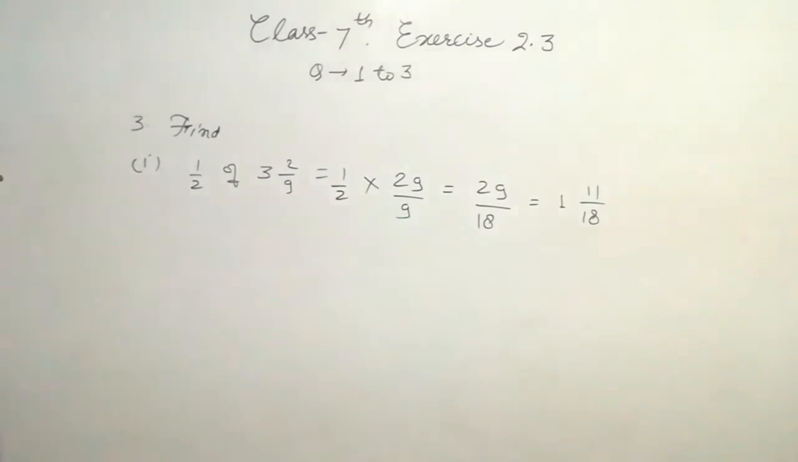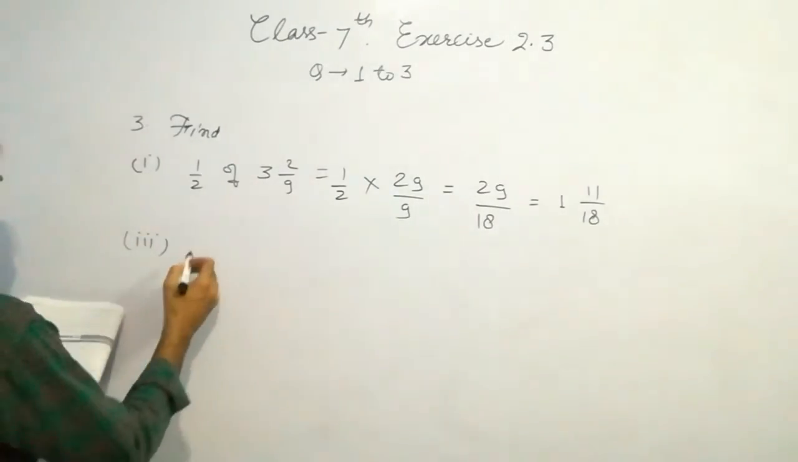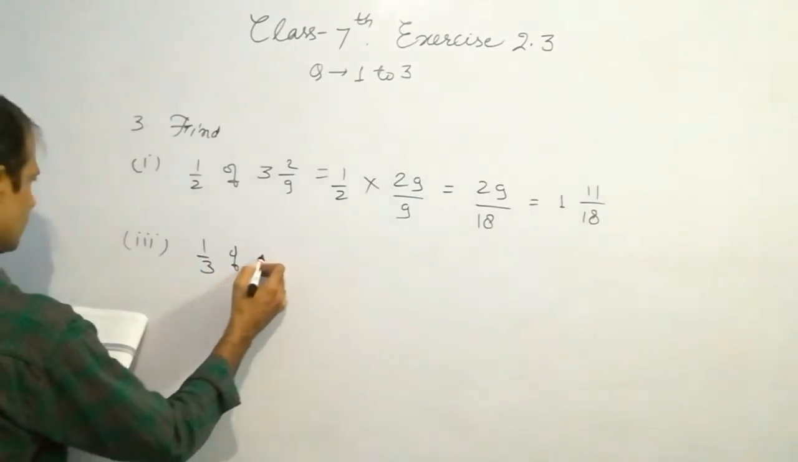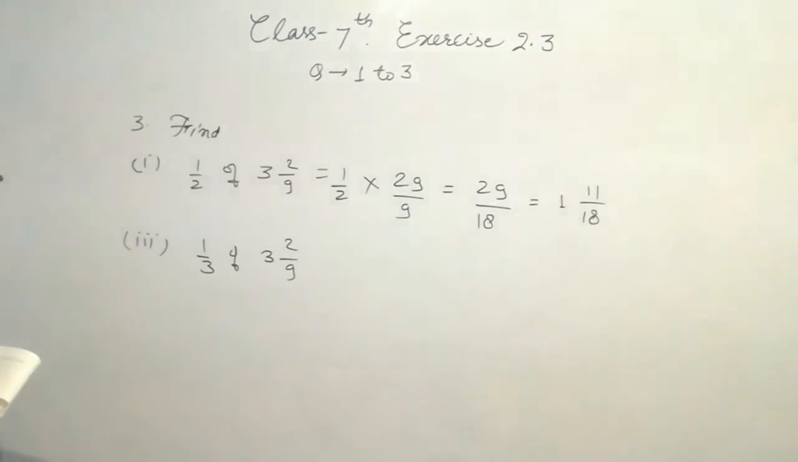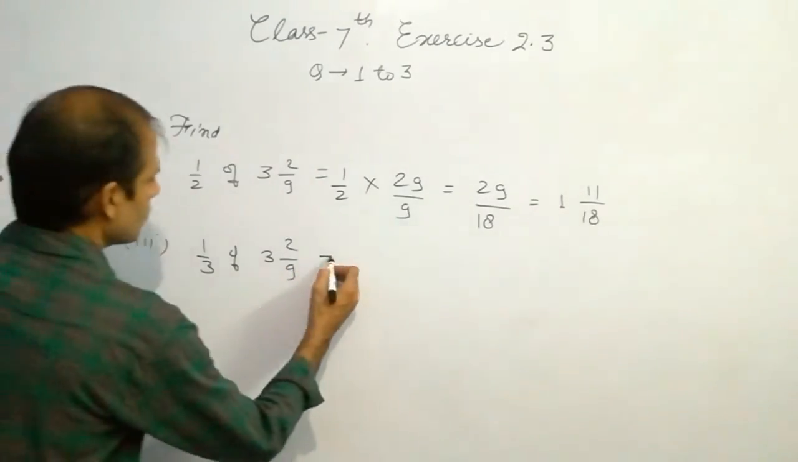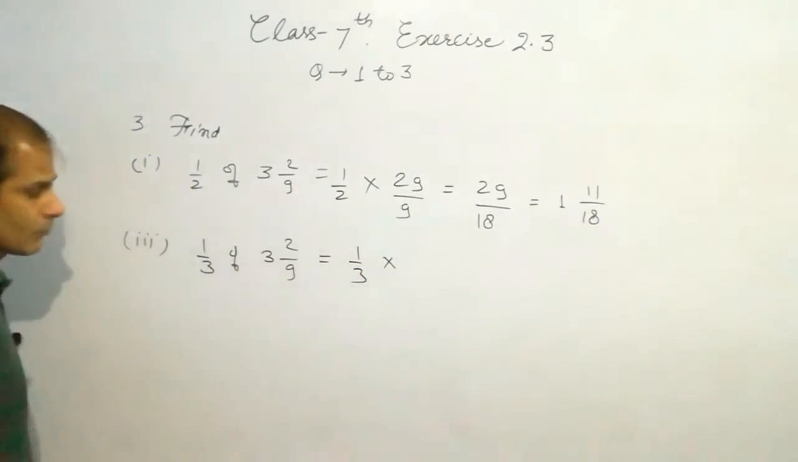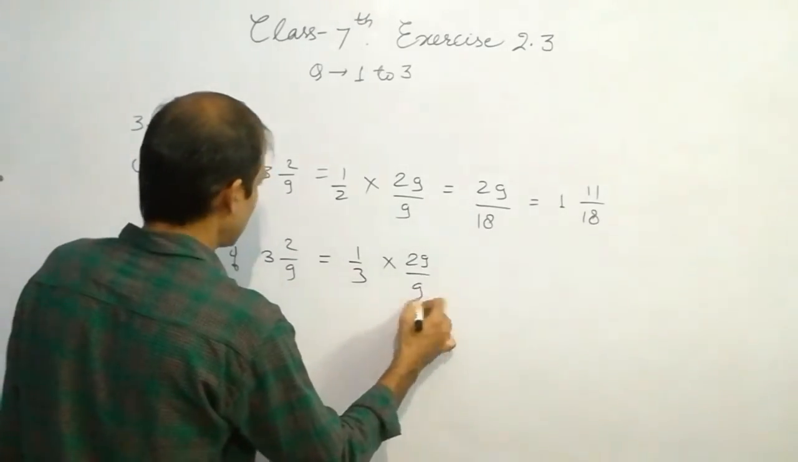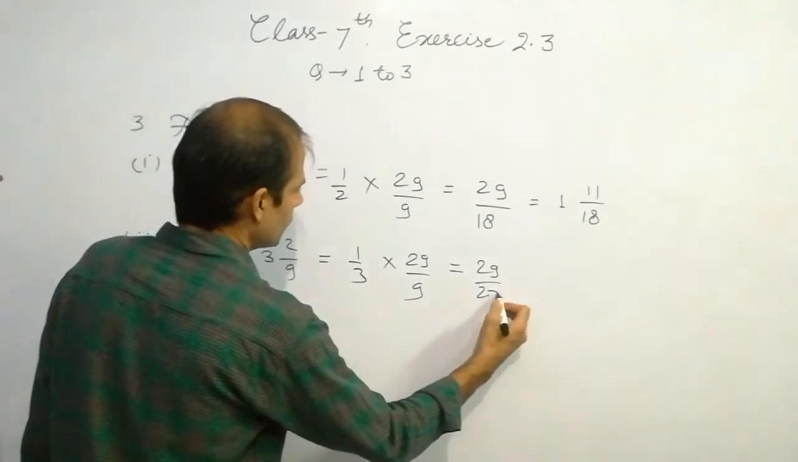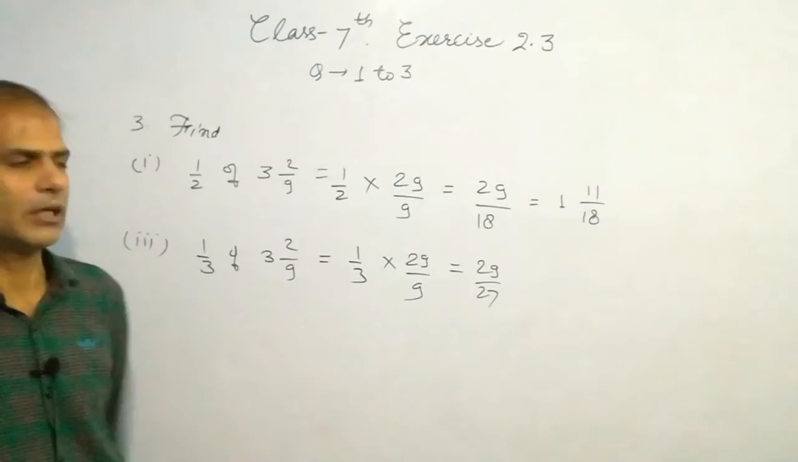And there are total 3 parts. So I am going to solve third part. Third part is 1 upon 3 of 3 and 2 upon 9. Again 3 and 2 upon 9. Okay. So follow the same procedure. 1 upon 3 of means multiply. 9 3s are 27 plus 2, 29 upon 9. It is 29 upon 27. Multiply all the numerators and multiply all the denominators.